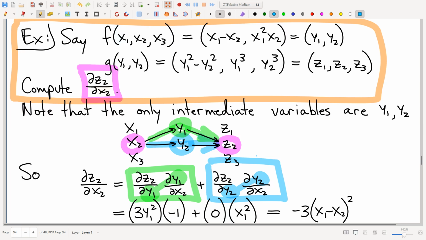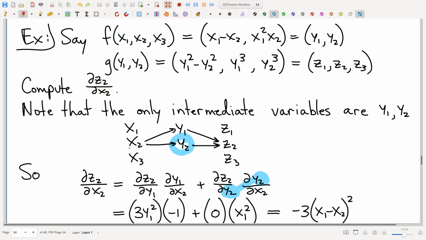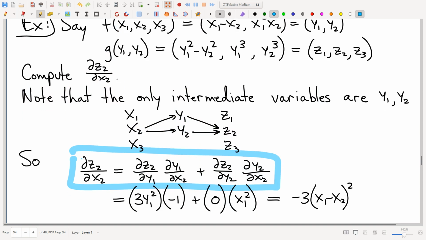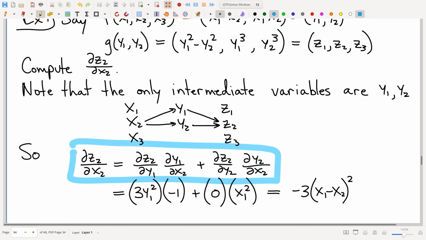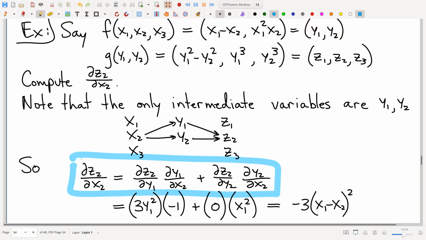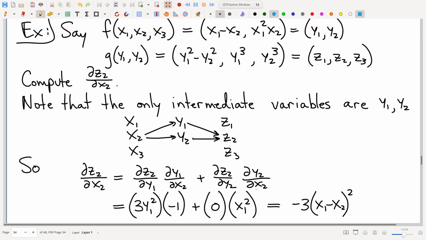Again, I didn't memorize this formula right here. How come I don't have a y3 term? Well, because there is no y3. All that remains is to plug and chug.